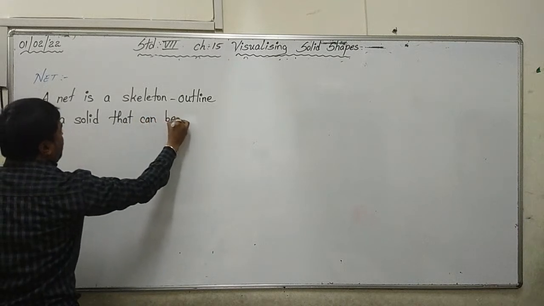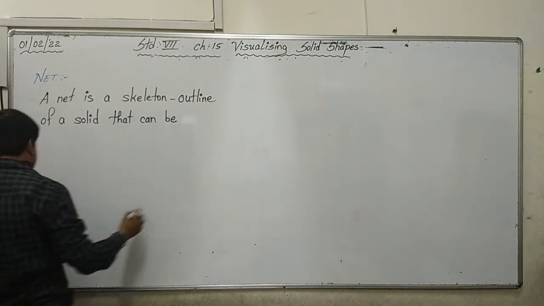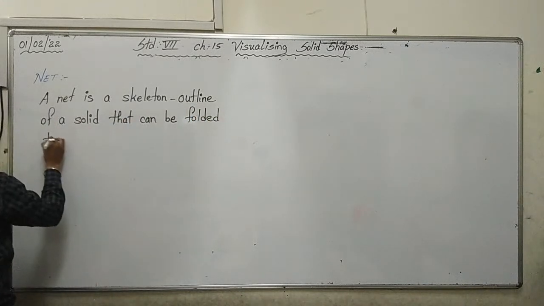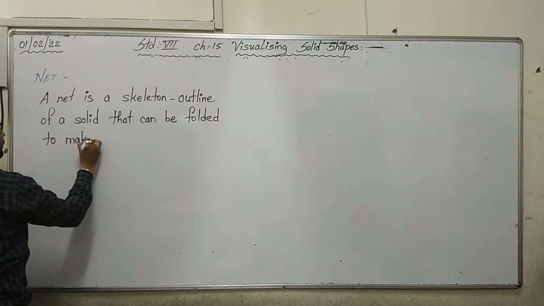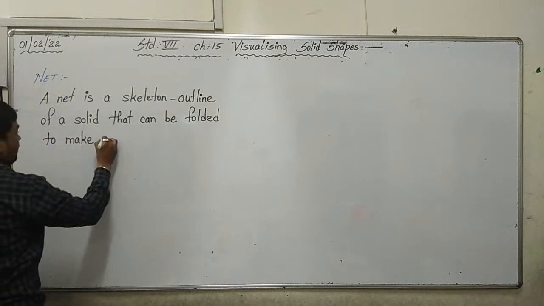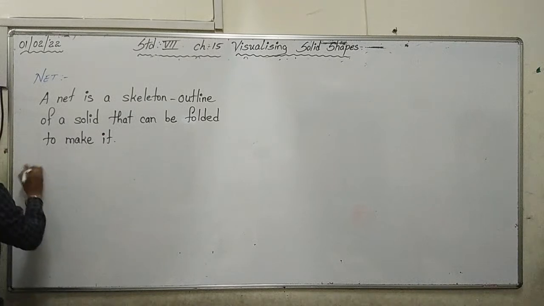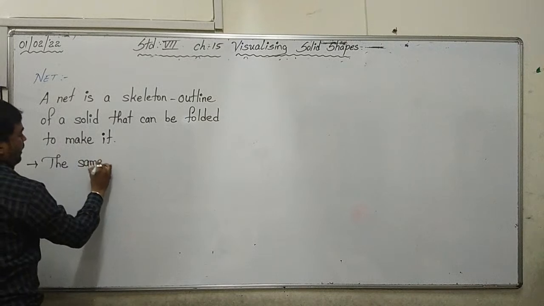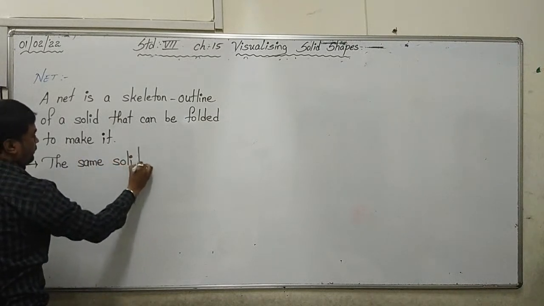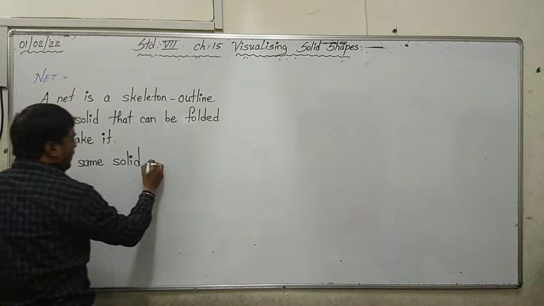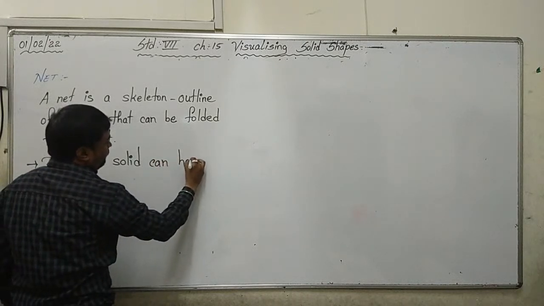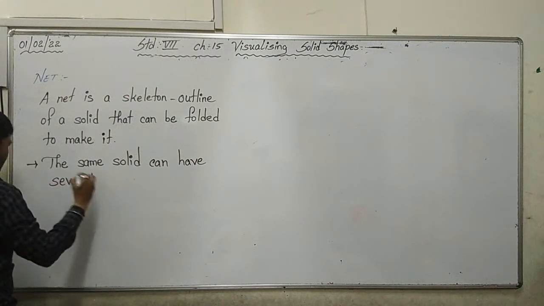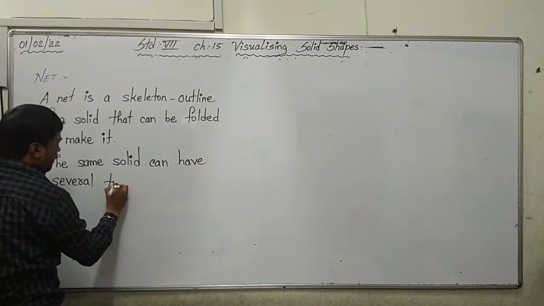that can be folded to make it. And secondly, you have to remember the same solid can have several types of nets.